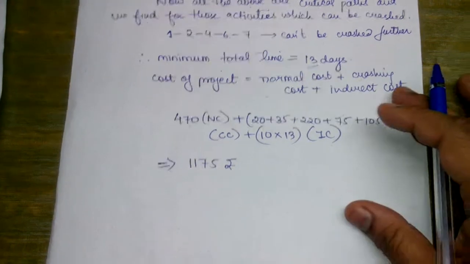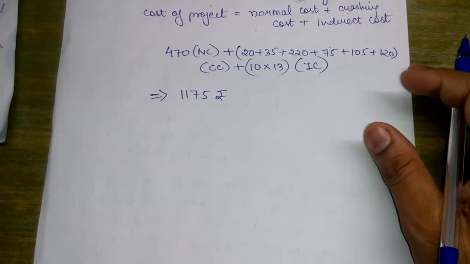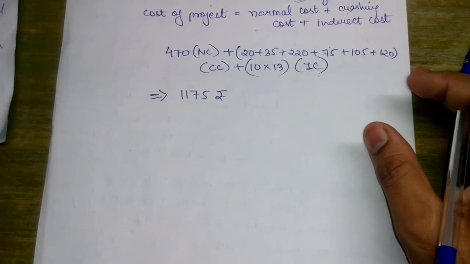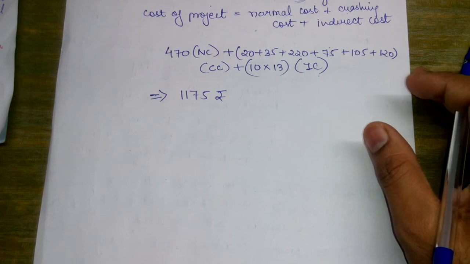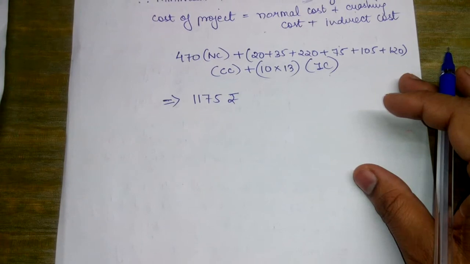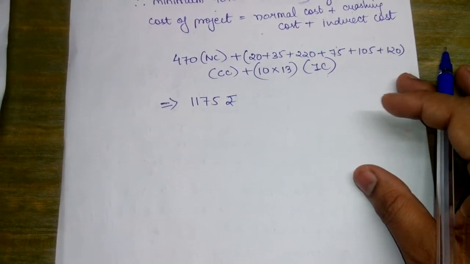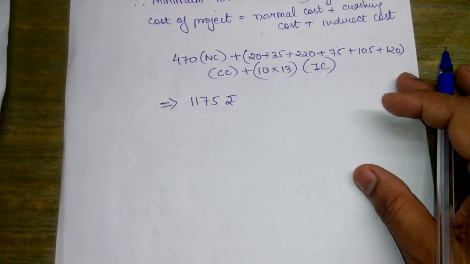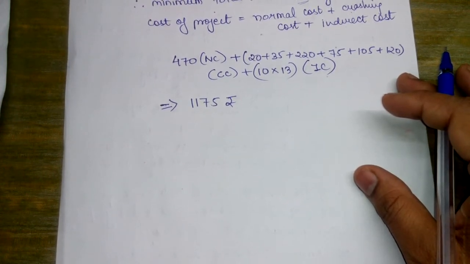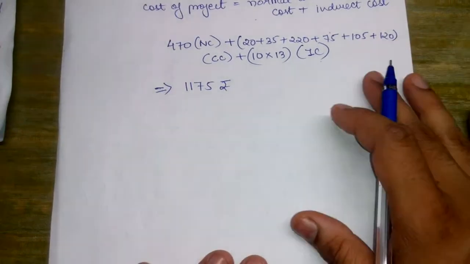So this was all about the crashing of activities, the crashing problem that we have discussed right now. What we mainly have to do is identify the critical path, and crash the activities only along the critical path such that the number of days is reduced and the direct cost is generally increased. So with this we come to the end of this lecture.